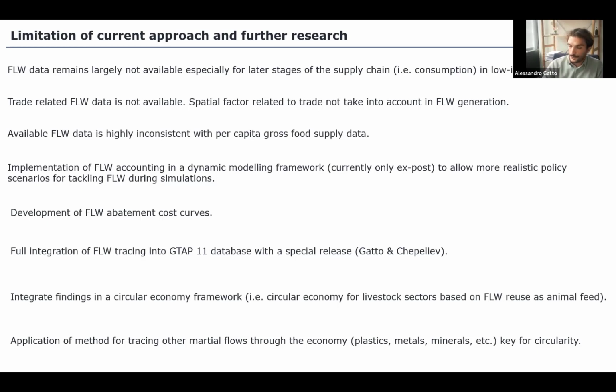So for actually reintroducing this lost and discarded food as a production input, but at the same time expanding also this kind of tracing, of physical tracing, to other materials and not necessarily to food loss and waste, which is quite key for a circular economy.